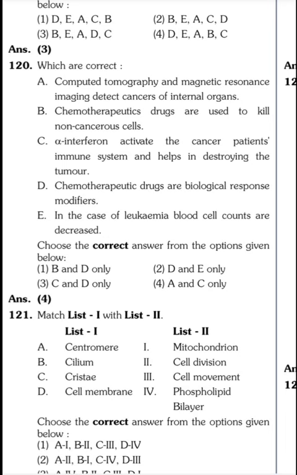See, to detect cancer in internal organs, we use CT and MRI scanning. So that is a correct option. Then chemotherapeutic drugs, they don't kill normal cells, they kill only cancerous cells. So that is an incorrect statement. Alpha interferon activates the cancer patient's immune system and helps in destroying the tumor. This is a correct statement. C is a correct statement. So A and C only.